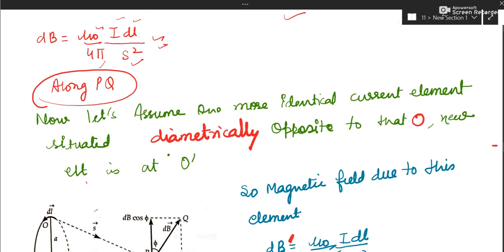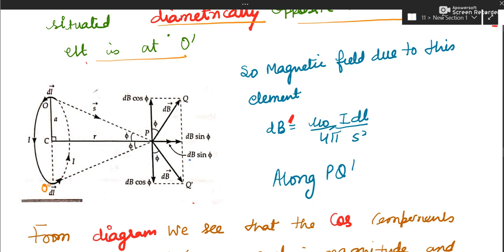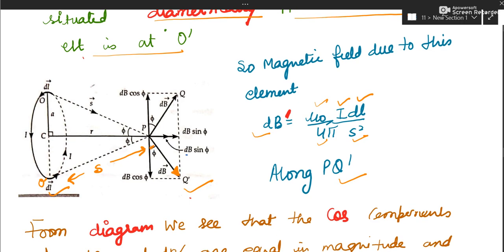So you can write that value also. See, I have written. Now let us assume one more identical current element situated diametrically opposite to O. The new element is at O dash. This is O dash. Its magnetic field is this line. Its magnetic field value dB dash you can denote, but it will be mu naught by 4 pi, the same current flowing, the same length of the current element, and the same S square. This is S because it is an identical element. So it is along PQ dash. Please tell the direction. After that you say that this is phi, and this is dB dash cos phi and this is dB dash sin phi.